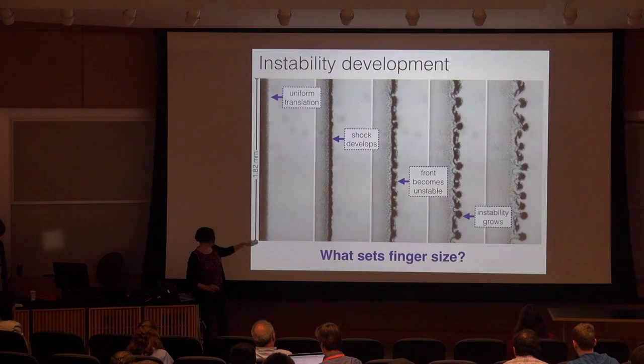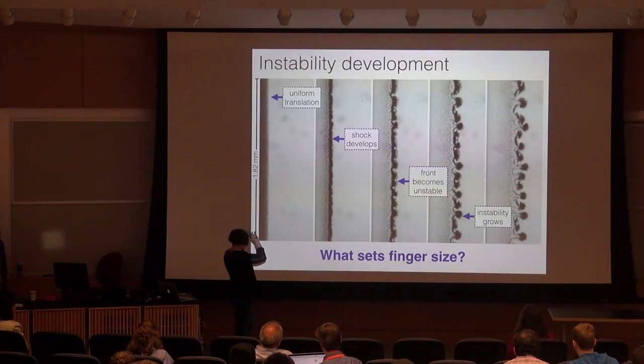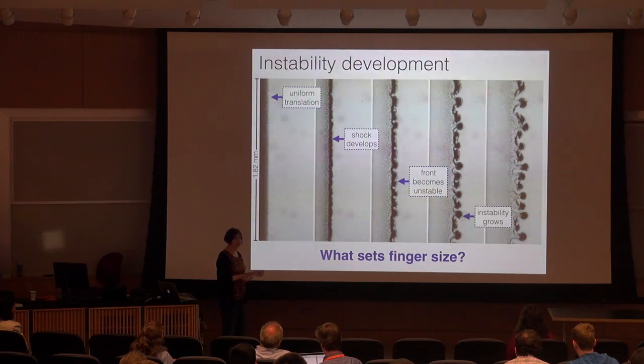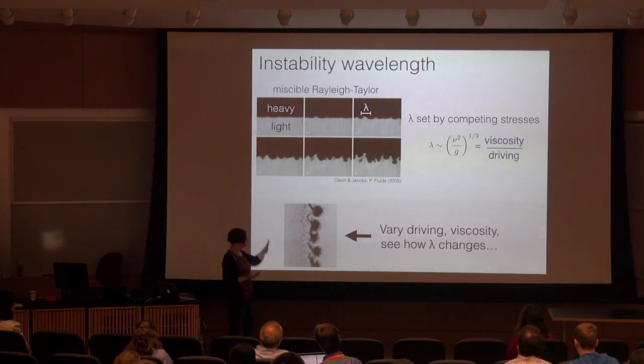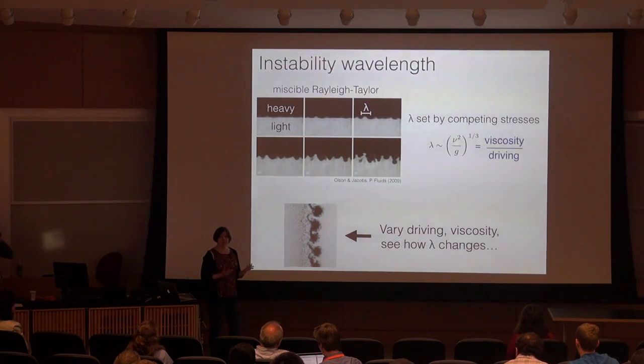So now we can go back to the beautiful instability I showed you on the first screen, and here's just some snapshots from that movie. And one thing that's very striking is in these fingers, they all seem like they have the same size. The system seems to be selecting a length scale. So that was our first question, is what's setting this finger size? And what this reminded me of, at least, and maybe reminds some of you of, is a huge class of fluid instabilities, where you have competing stresses that pick out a natural length scale in the system.